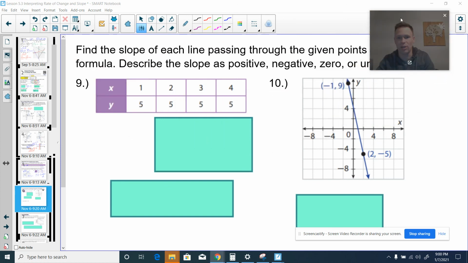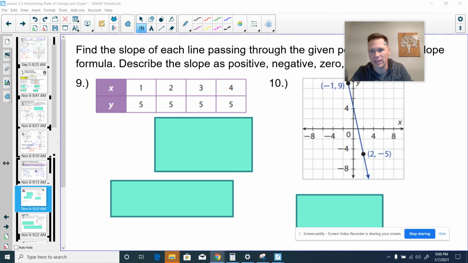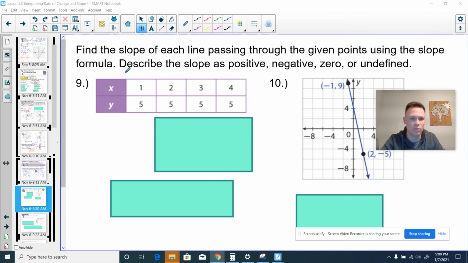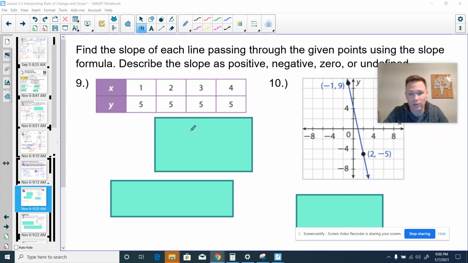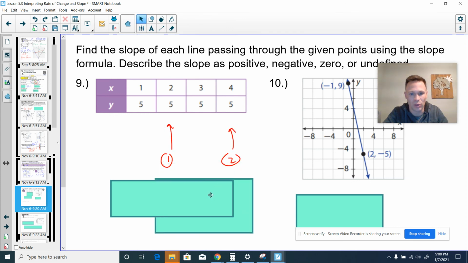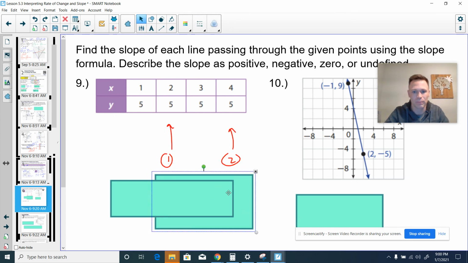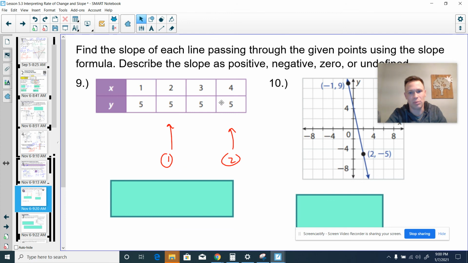All right. So 2 more examples here. I have these kind of pre-done already. Find the slope of the line passing through the given points, and using the slope formula, describe the slope as positive, negative, 0, or undefined. So table, right? We have to use the slope formula, so I have to pick any 2 points. I am choosing those 2 points. I'm going to pick these as my 1s on the left, and I'll pick these as my 2s.